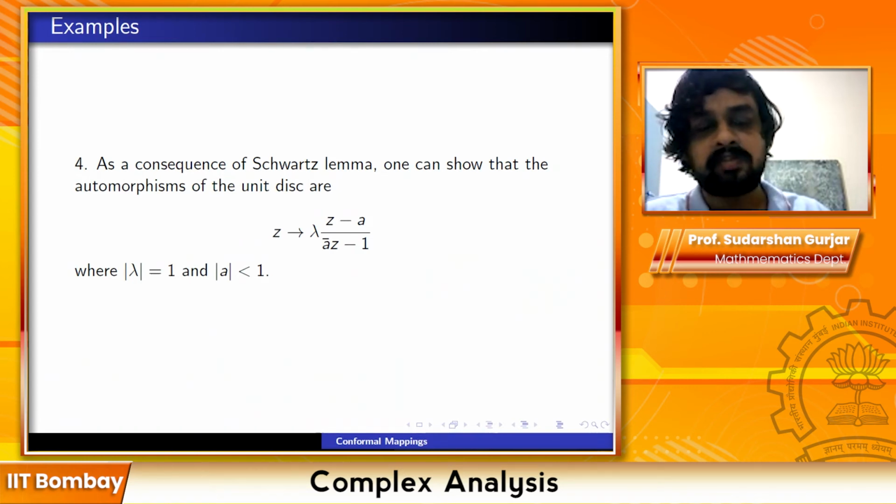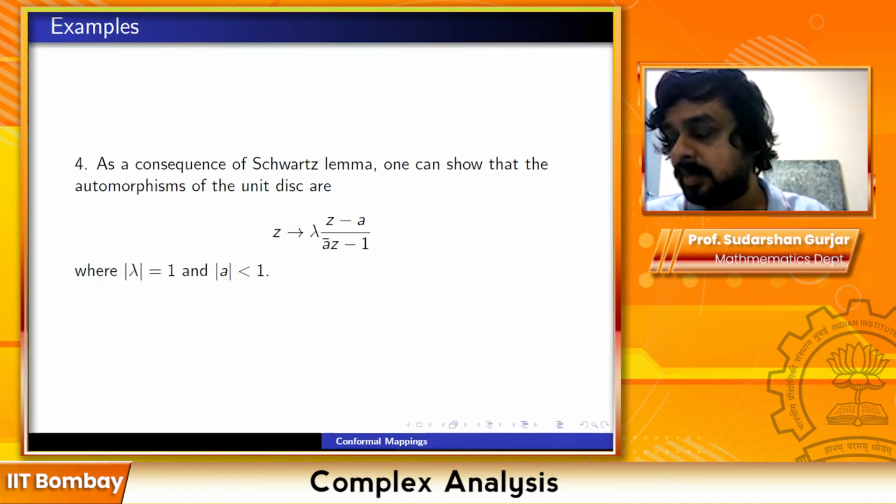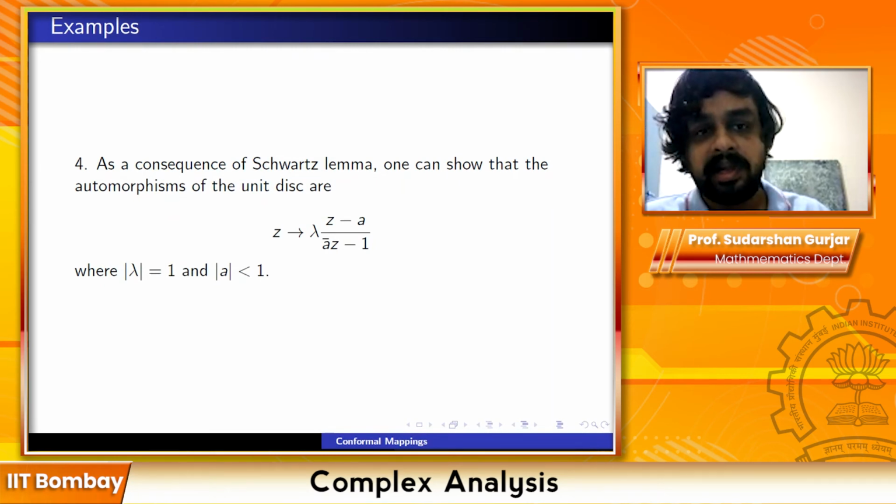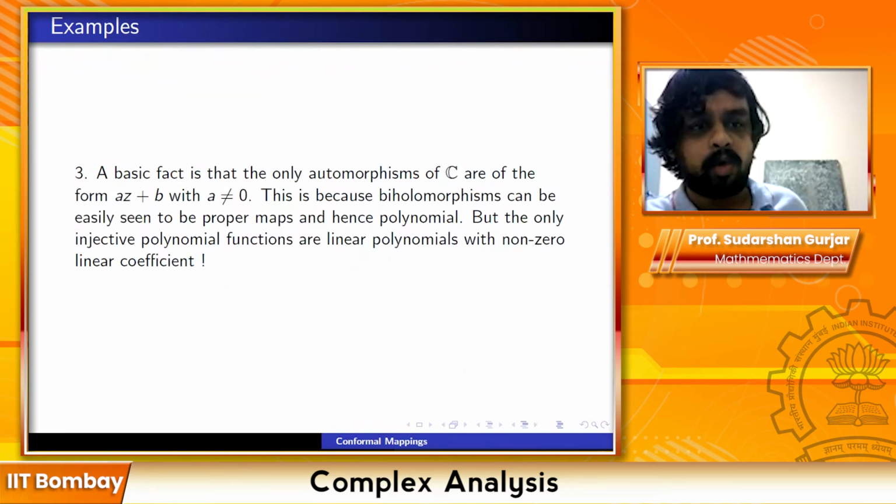And this is the easy consequence of Schwarz lemma. If we go back to Schwarz, we proved the Schwarz lemma as an easy application of the maximum modulus principle, and an easy application of Schwarz lemma in turn is that the automorphisms of the unit disk are of this form. If you just search a bit, you will find the proof, and the proof is quite easy. So these are some examples of biholomorphisms.